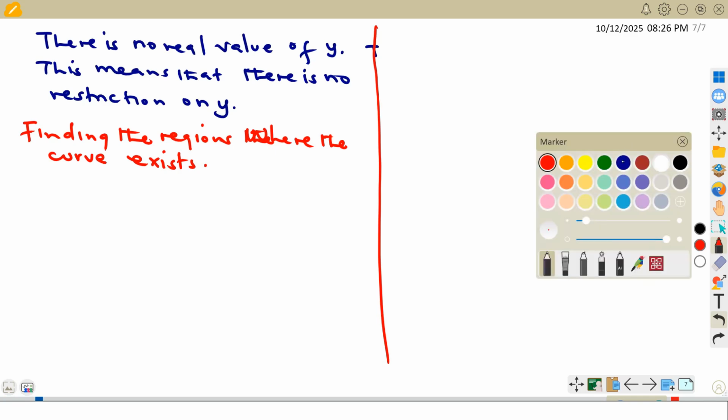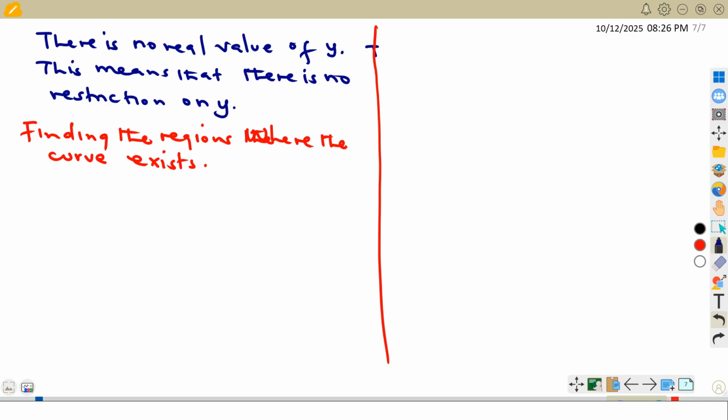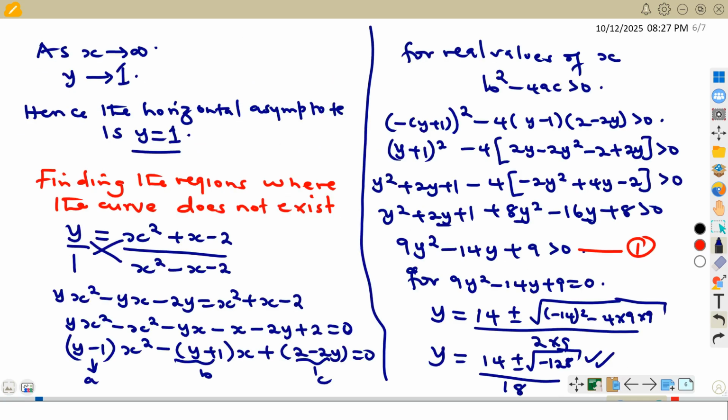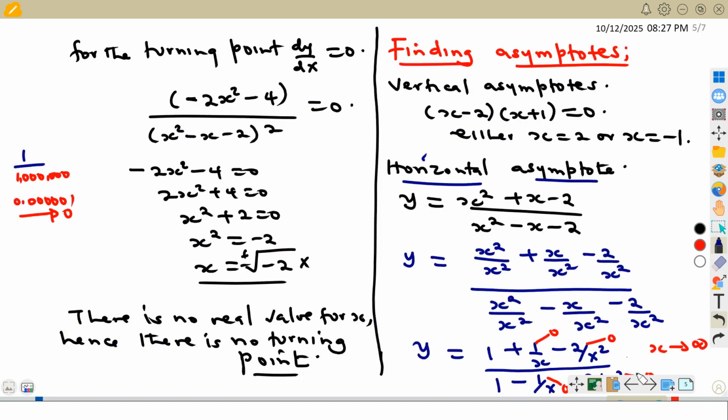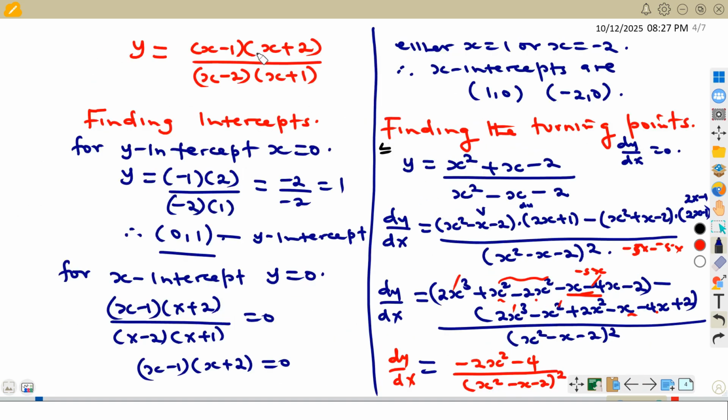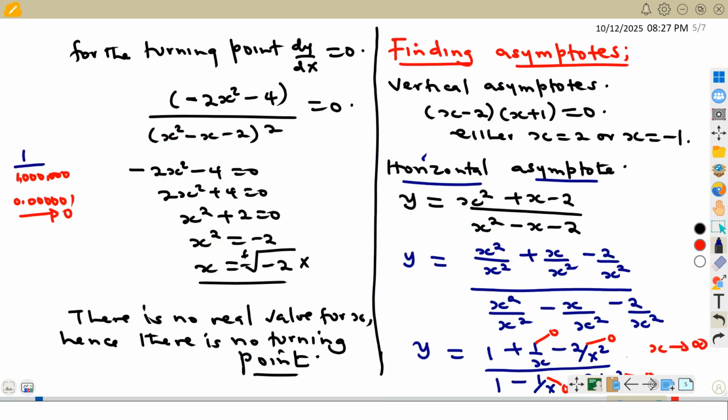So to find the regions where the curve exists, we are simply looking at the range for x. So to find the range for x, or to find those regions, we shall consider what we call the critical points. And how do we get the critical points? To obtain the critical points, you will simply go to your curve given. So we have our curve here. So you equate each of the denominator and the numerator to 0. So equate this to 0, equate the whole of this to 0. And what you get becomes the critical points.